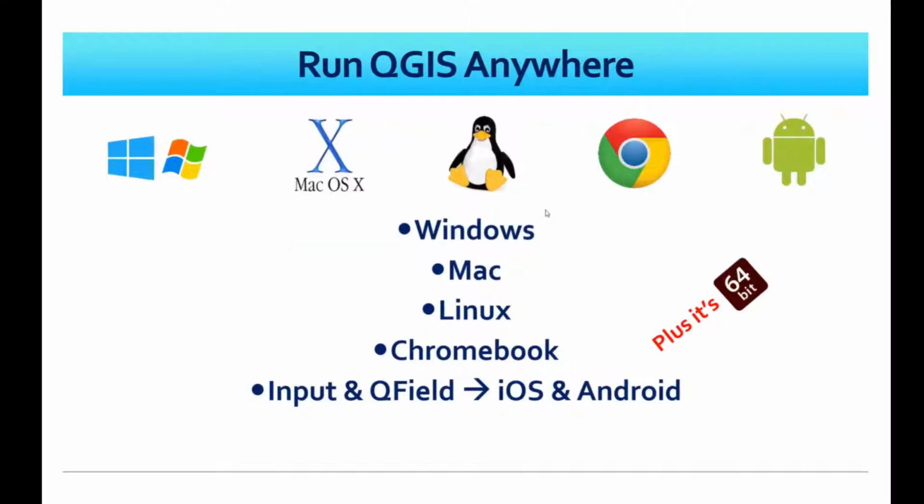So one of the benefits of QGIS is that you can run it anywhere. It'll run on Windows, Mac, Linux. You can even install it on a Chromebook. It's not as straightforward, but it's possible. And there are apps for data collection for both iOS and Android. And it's 64-bit, meaning it's quite fast.